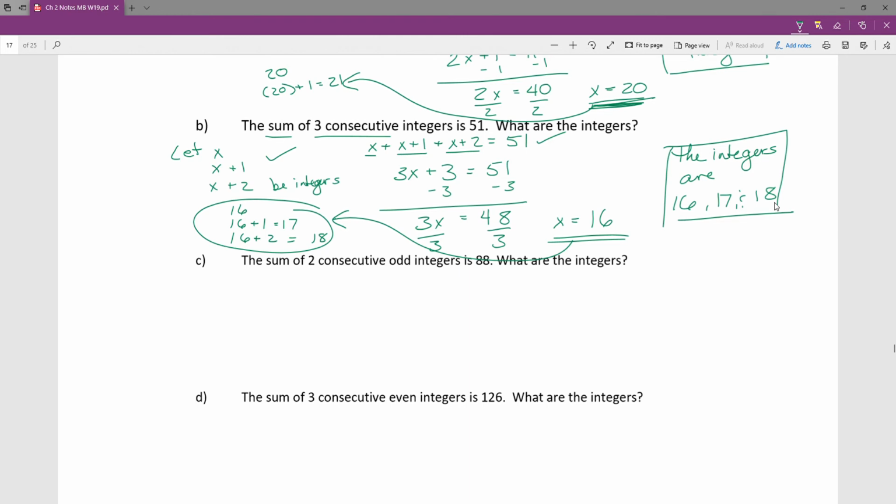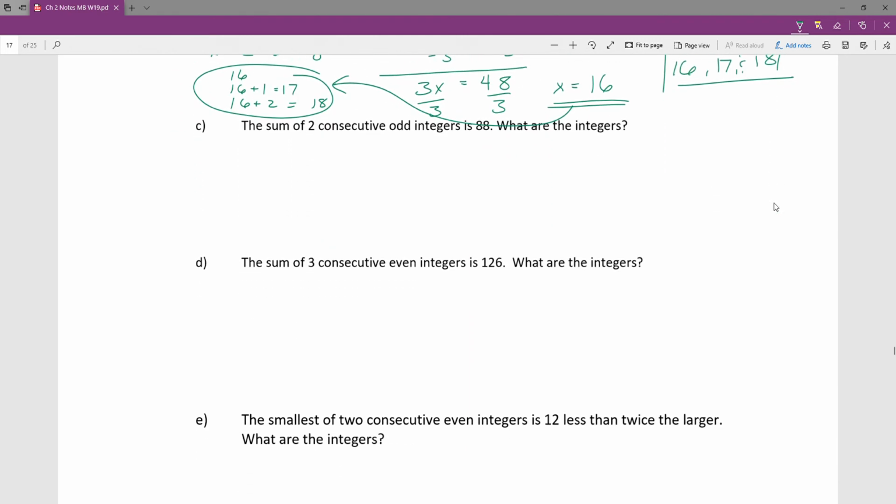All right, a few more of these. C says the sum of 2 consecutive odd integers is 88. So the 2 consecutive odd integers here, we've already gone through this. The let statements are going to be x and x plus 2. All odd integers or even integers would fit this pattern. So again, it's the sum of these two things. So I'm adding them together and it is 88.